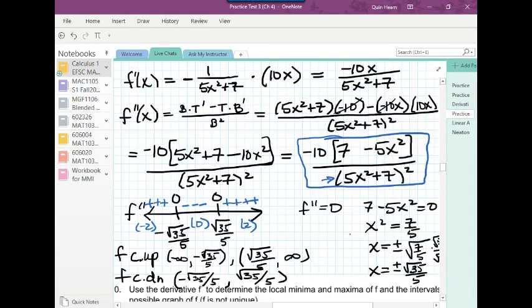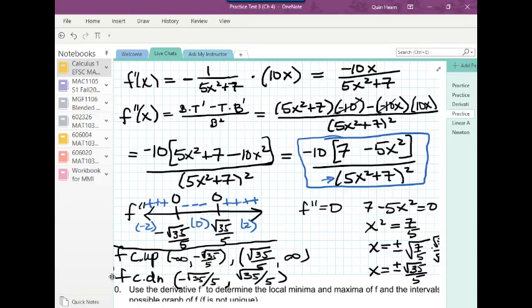Now if I plug in 0, I have negative 10 times 7 minus 5 times 0 squared. That's going to be a negative times a positive, so that's going to be negative. All right, so why were we doing this sign chart? Remember, the sign chart for the second derivative is always to determine concavity of the original function.